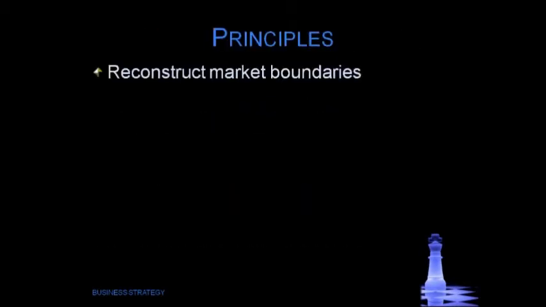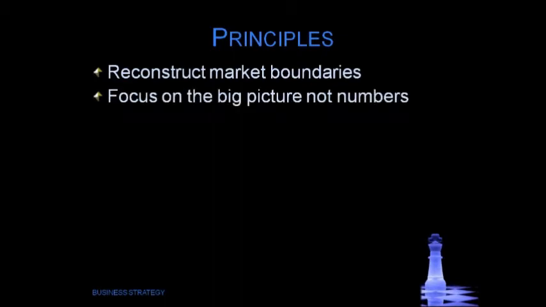Some of the principles of a blue ocean strategy are that they reconstruct the market boundaries. There is an assumption that the people we think are using the product are the only ones that can use the product. But a lot of times a blue ocean strategy revolves around why aren't people using the product and how do we get to them. They focus more on the big picture and not necessarily on the numbers. They look at the value and cost trade-off rather than profit margins strictly.